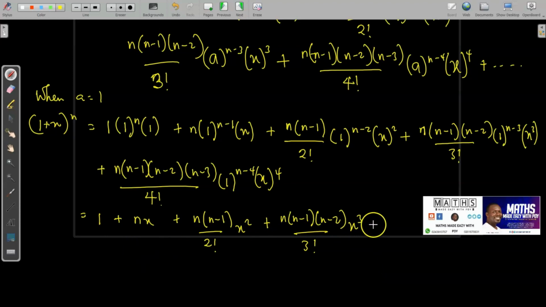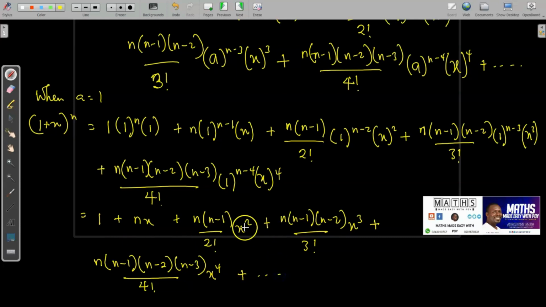So quote the fourth term for me. N into brackets, n minus 1, n minus 2. Keep on going. 3, divided by 4 factorial, x to the power 4. Perfect. Then plus dot dot dot.